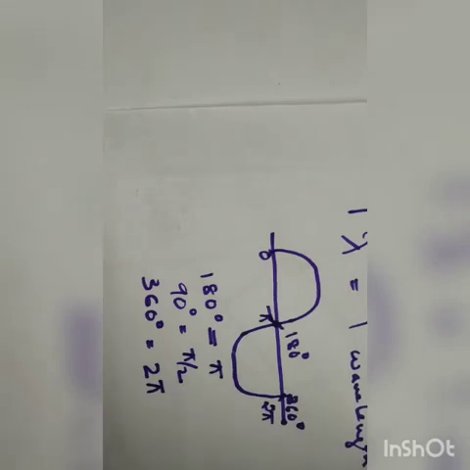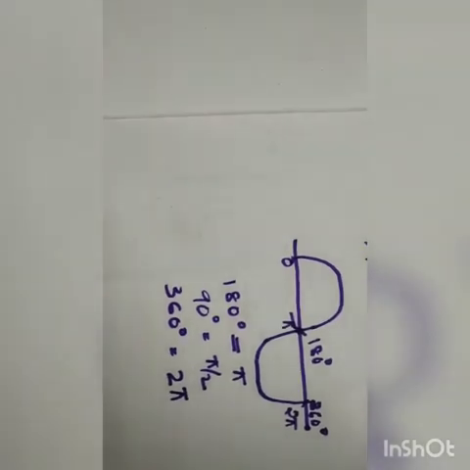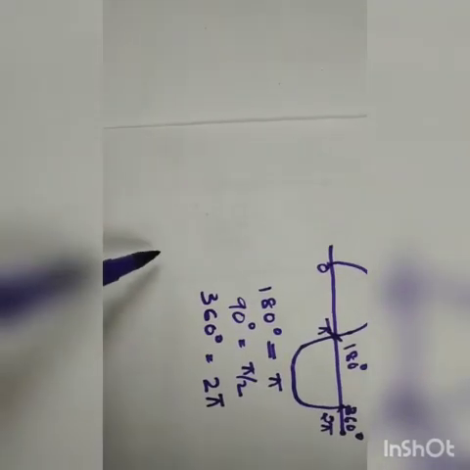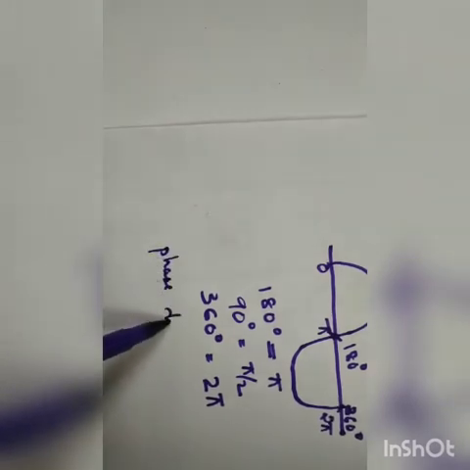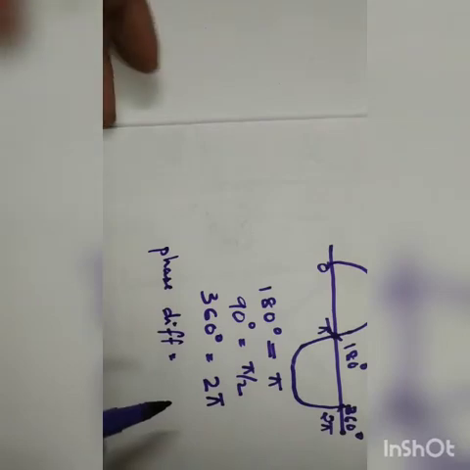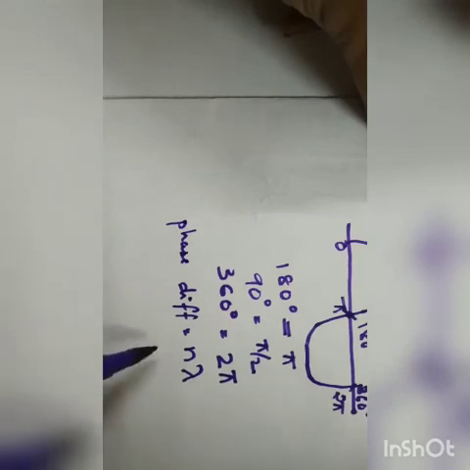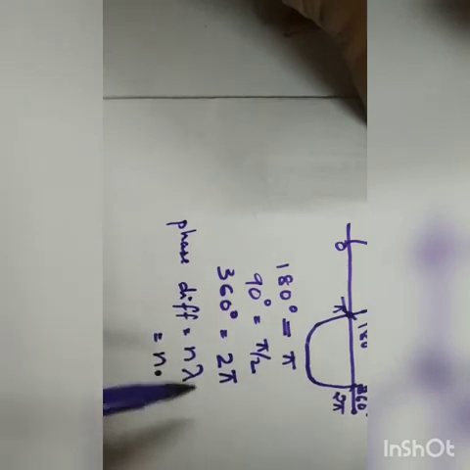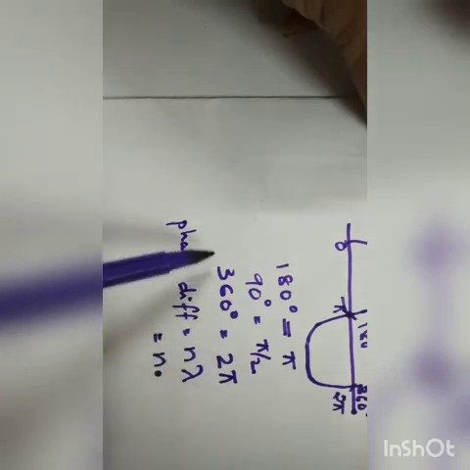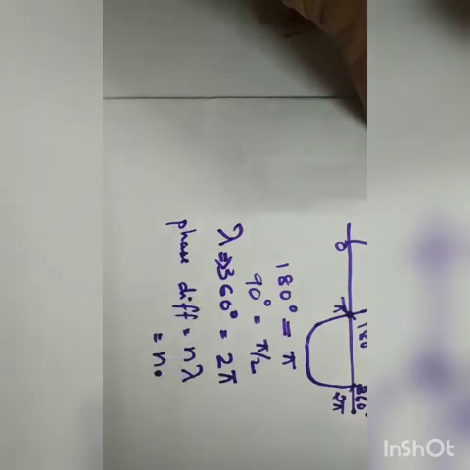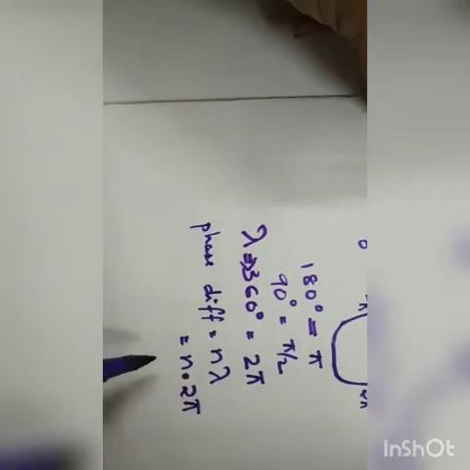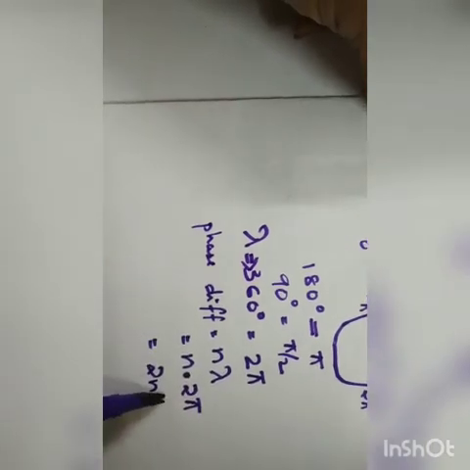So what is the condition for constructive interference? When path difference is n lambda, what is the equivalent phase difference? Path difference was n lambda. So phase difference is, instead of lambda, I can write, what is lambda now? One wavelength, total one wavelength is 360 degree. So lambda becomes equivalent to 360 degree, that is 2 pi. So instead of lambda, n into 2 pi. Or I can write 2n pi.